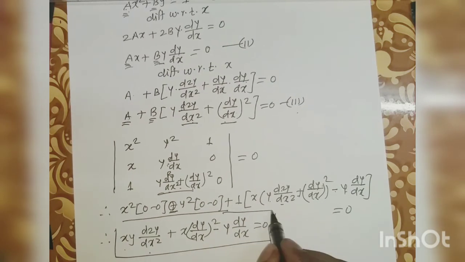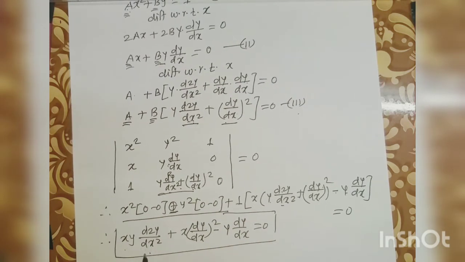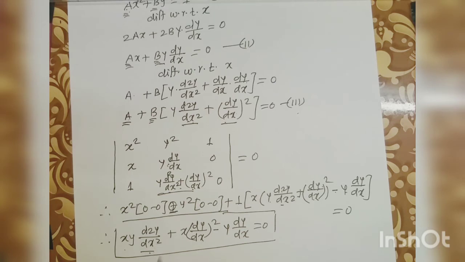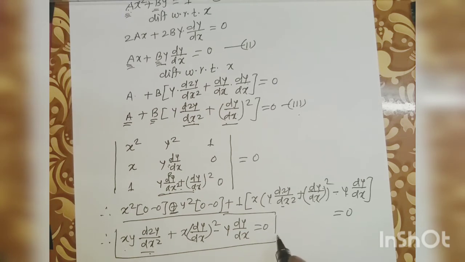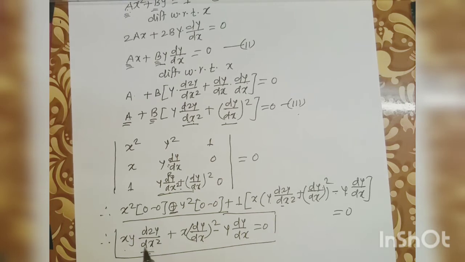Now we get the second order derivative, that is d2y by dx square. In the formation of a differential equation, the degree of the differential equation is always 1. The equation may be first order or second order, but the degree is always 1. That is the second example.